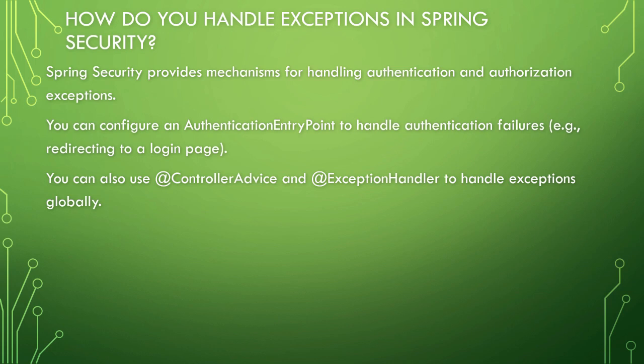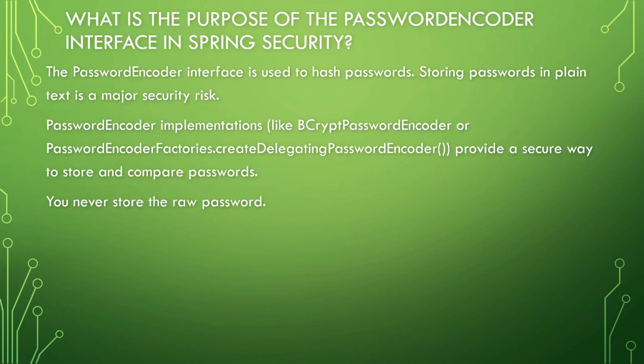Now, how do you handle exceptions in Spring Security? Spring Security provides, in general, a mechanism for handling authentication and authorization exceptions. You can configure the authentication entry point to handle authentication failures, for example redirecting to the login page again if there is some exception. You can also use @ControllerAdvice with @ExceptionHandler to handle exceptions globally, which are happening anywhere in the application. In this way you can handle your exceptions globally, and also where you are trying to authenticate the user as well.